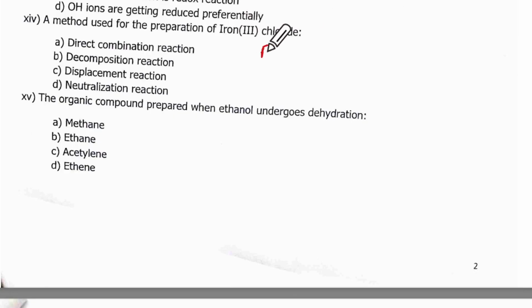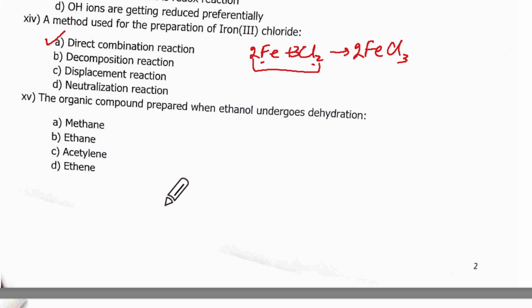Iron(III) chloride: Fe plus Cl2 gives FeCl3, and it is 2Fe plus 3Cl2 gives you 2FeCl3. It is direct combination, or it is also called synthesis. Which option is it? A.